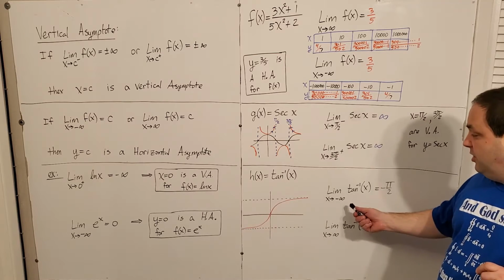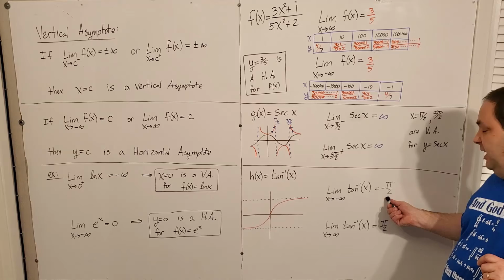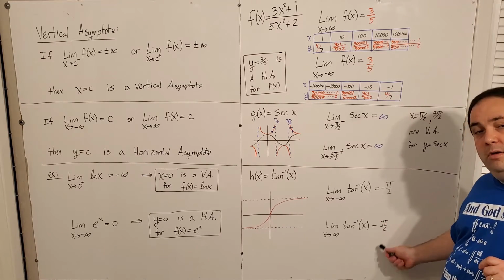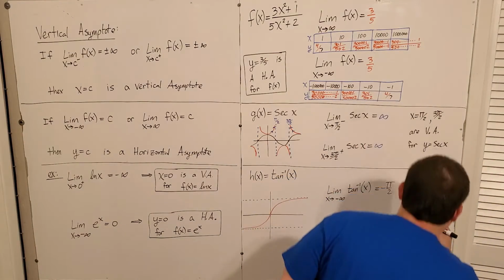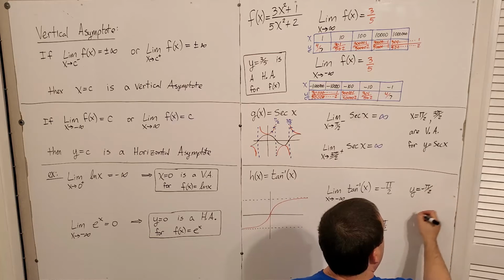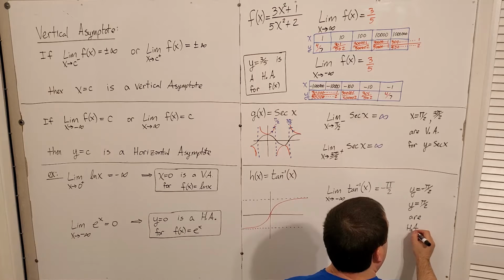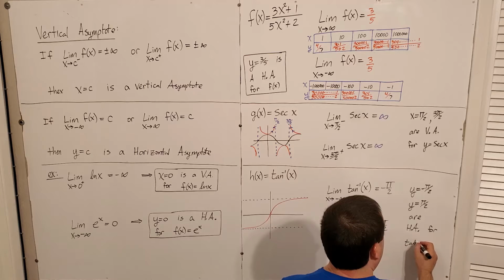But also, since this limit as x goes to negative infinity actually gives me a numerical answer, a non-infinite answer, same thing here, I can actually write these as horizontal asymptotes. Y equals negative pi over 2 and y equals pi over 2 are horizontal asymptotes for arctangent of x.